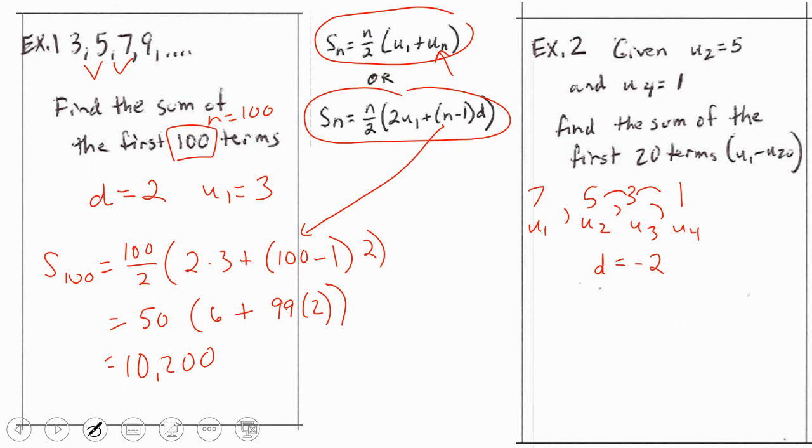So once I know that, to find the first 20 terms, I can use my formula. I'm going to use the second formula again. And just plugging everything in. So 20 divided by 2, 2 times the first term, plus 20 minus 1 times the common difference.